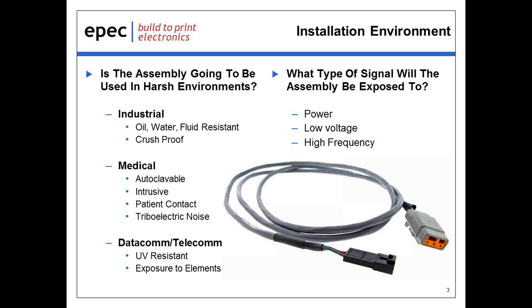In a medical installation, the assembly could be used in an application where it needs to be autoclavable or sterilized repeatedly. A medical assembly could be intended for some of it to be intrusive to the body if we use it in something such as a scope or some type of observation tool. The assembly could also be in contact with the patient, and we'd have to make sure we manufacture it with materials that do not include PVC or other components that patients could be allergic to.